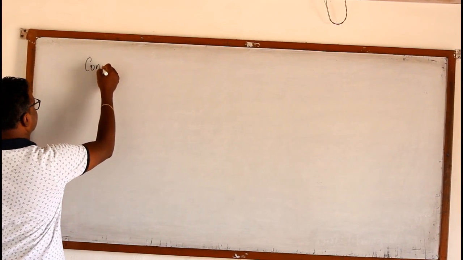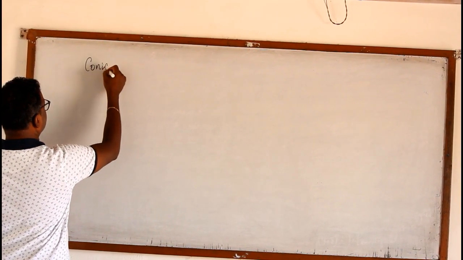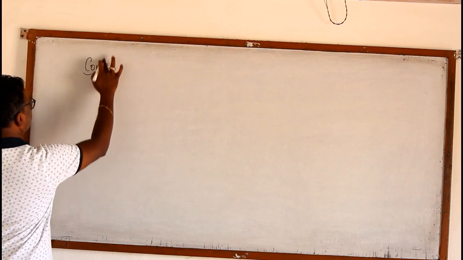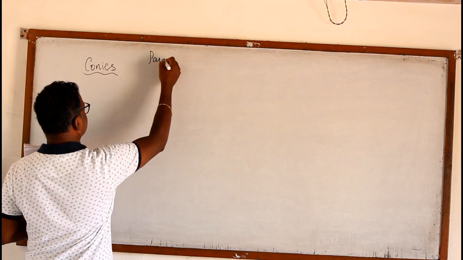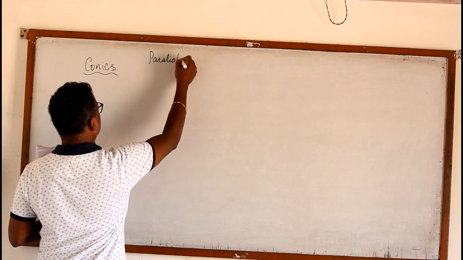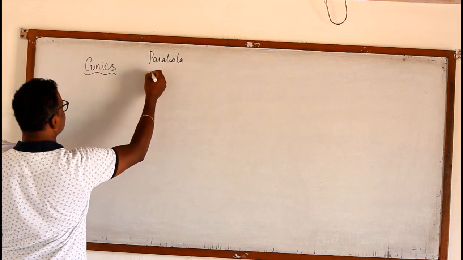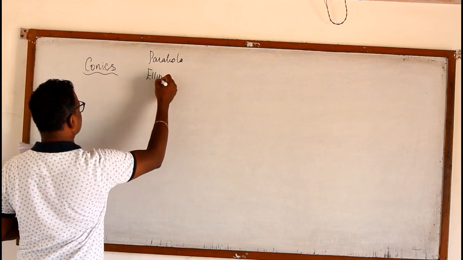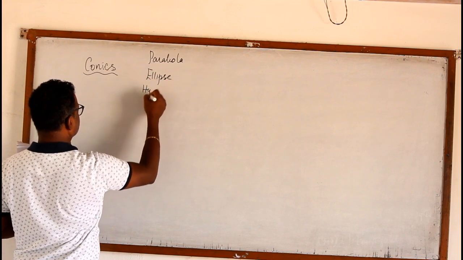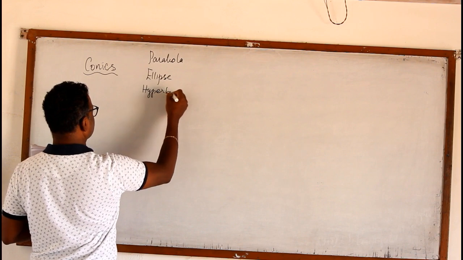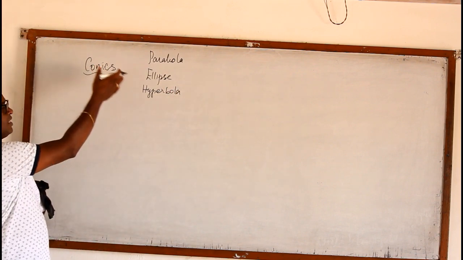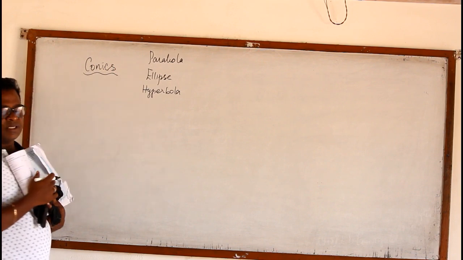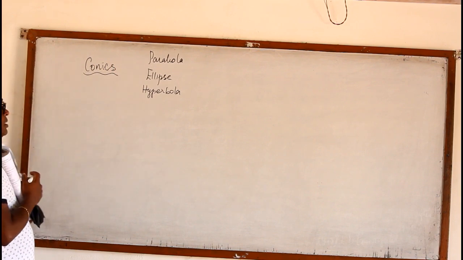Today we shall see another topic on analytical geometry, conics. In our 12th standard, we are going to see the conics as parabola, ellipse and hyperbola. These are the conics we are going to study in our 12th standard after circle. So all these, parabola, ellipse and hyperbola, come under the topic conics.